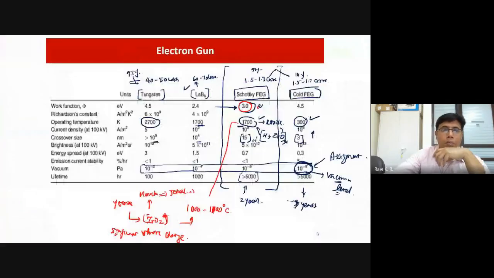But again, this part we didn't discuss. We will discuss this point a little bit later. Brightness, we didn't discuss so far in detail. As I said, we'll also discuss energy spread and the emission current. All this part we will discuss in detail: how we need to control these operating parameters in the electron microscope to get the best possible image.